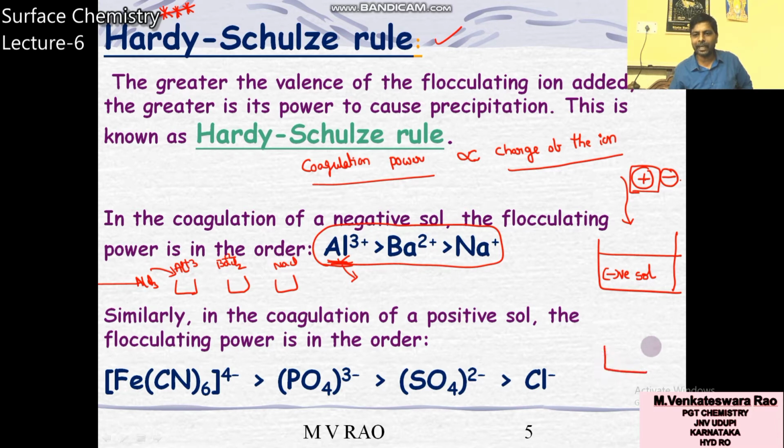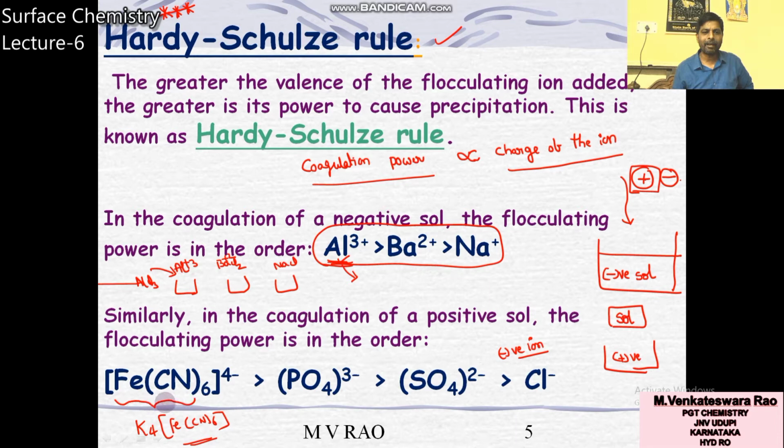Similarly, you take a positively charged sol. For coagulation of a positively charged sol, the negative ion of the electrolyte is needed. So here K4[Fe(CN)6] is the electrolyte. From K4[Fe(CN)6], this ferrocyanide ion, it is called ferrocyanide ion.